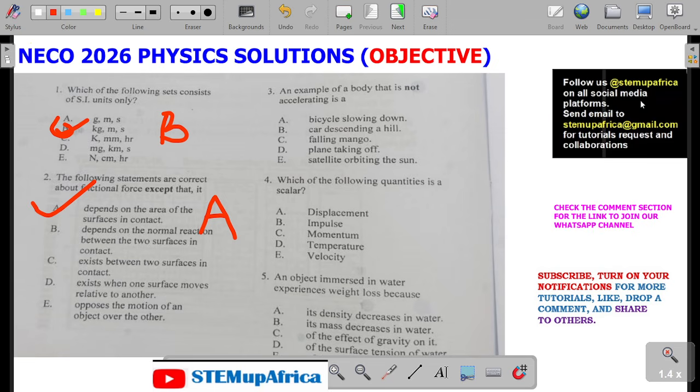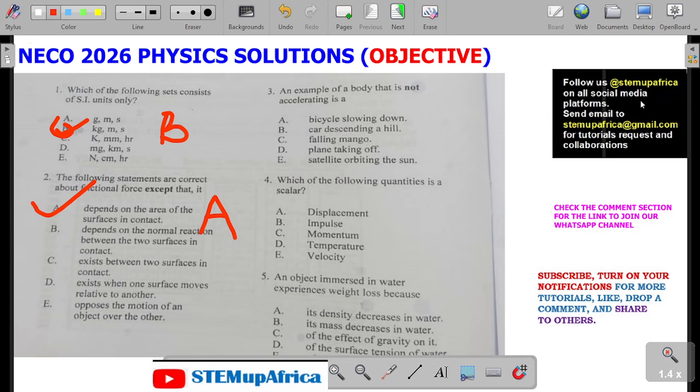So question 3, an example of a body that is not accelerating is what? Now a bicycle sliding down a slope, that is decelerating. A car descending the hill, decelerating. Mango falling, that is gravity. A plane flying, that is accelerated. And a satellite orbiting the sun, that is also acceleration under centripetal force. So the answer is C.